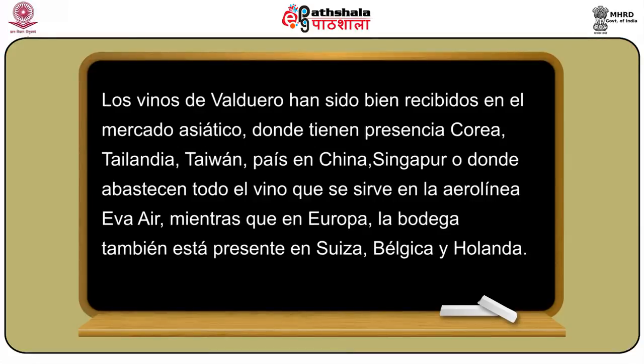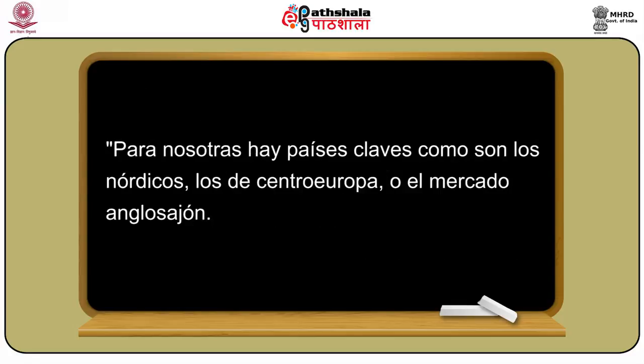Los vinos de Valduero han sido bien recibidos en el mercado asiático, donde tienen presencia en China, Corea, Tailandia, Singapur o Taiwán, país donde abastecen todo el vino que se sirve en la aerolínea. Mientras que en Europa, la bodega también está presente en Suiza, Bélgica y Holanda. Para nosotros hay países clave como son los nórdicos, los de Centro Europa y el mercado anglosajón.